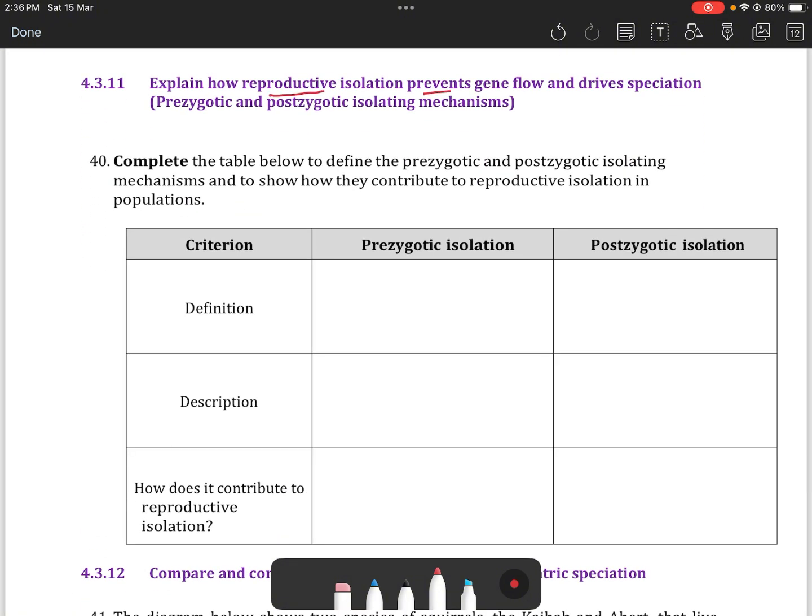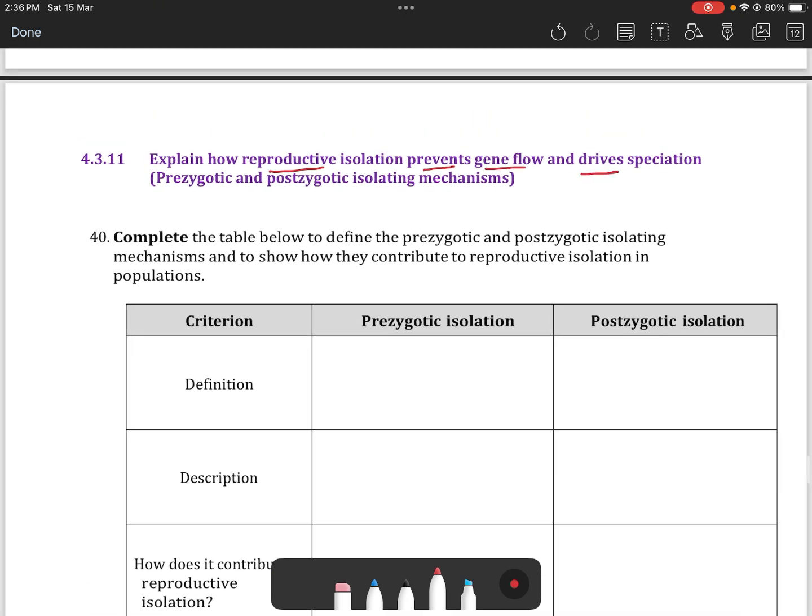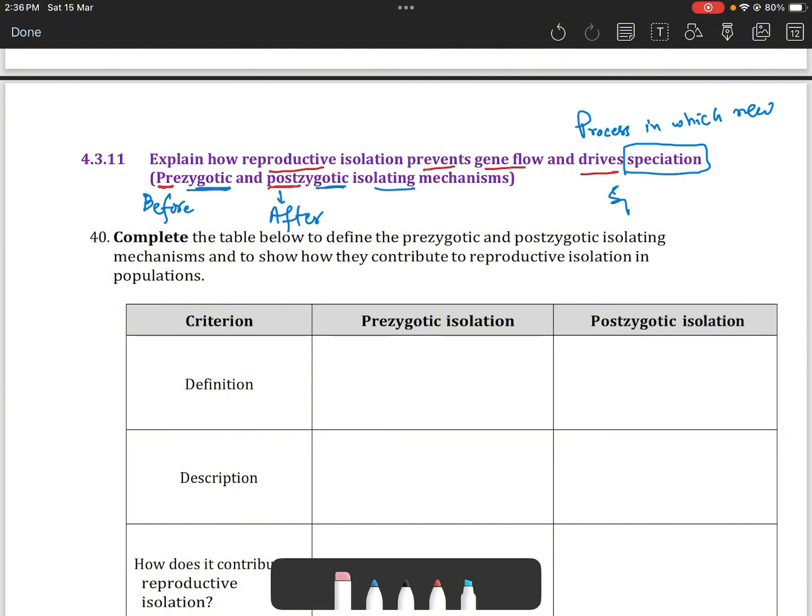Explain how reproductive isolation prevents the gene flow and drives speciation, like the prezygotic and postzygotic. That's what we have to say. So here we need to focus mainly on how this is happening, the reproductive isolation. So reproductive isolation is either pre or post. What do we mean by pre? Pre means before zygote formation, and post means after zygote formation. They result in isolating mechanisms and result in speciation. Speciation is what? The process in which new species are formed.